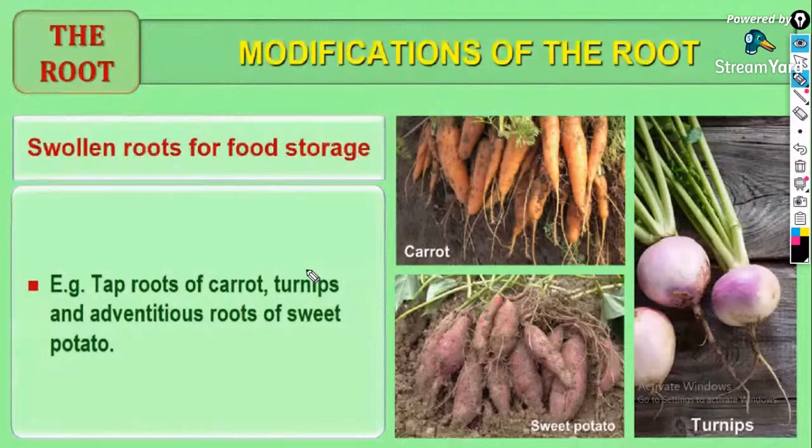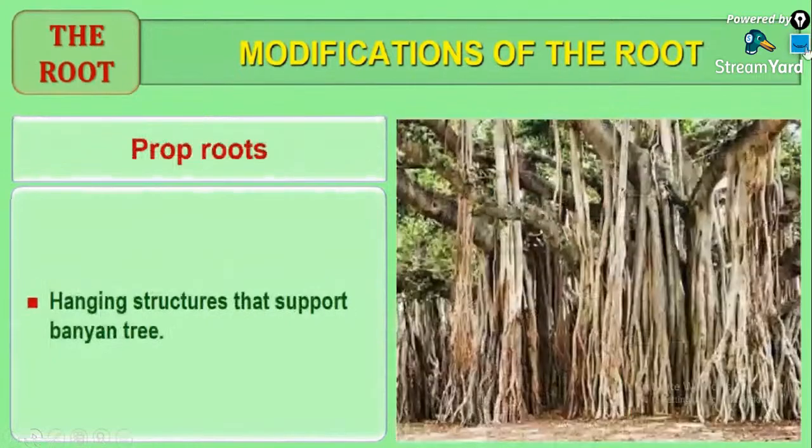Whenever they are asking certain questions related to root of carrot, this particular image should suddenly come to your mind. Turnip should suddenly come to your mind. So that is all about the swollen roots for food storage. Next one is the prop root. Guys, all these things are very small from your NCERT.